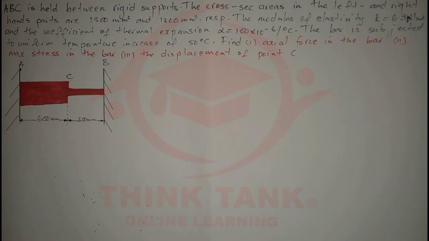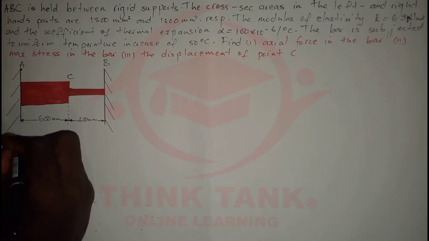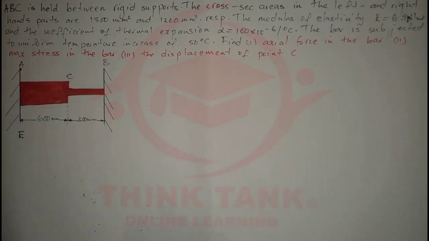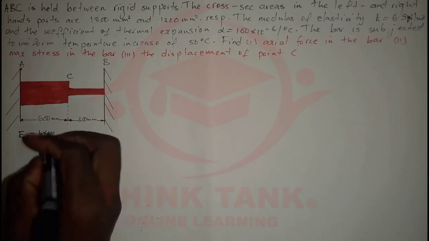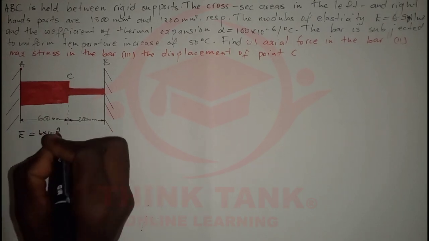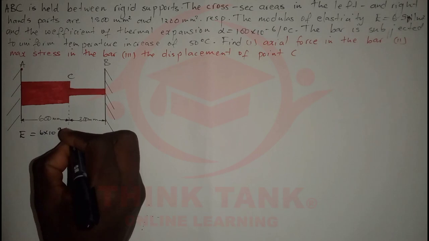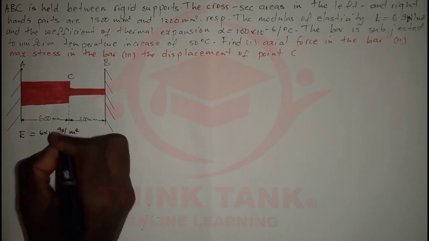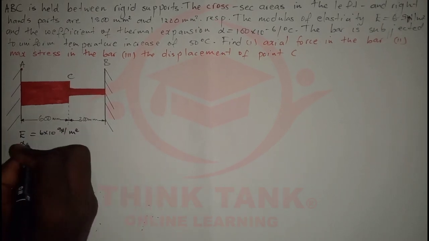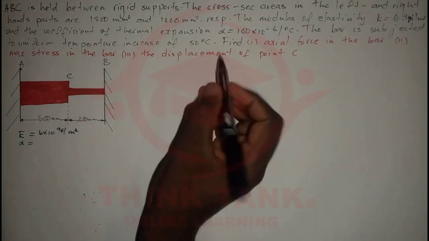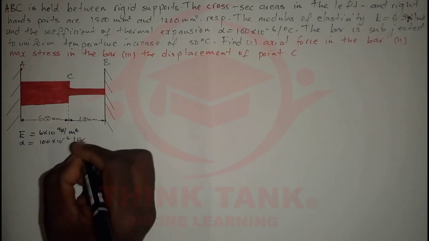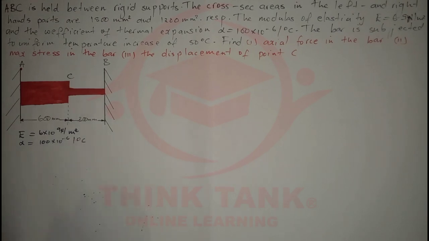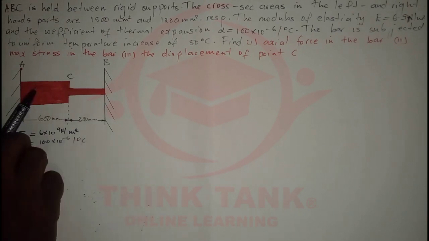C. Before I do anything, I would like to list the numerical data that were given. So we're given E, the modulus of elasticity, which is 6 times 10 to the power, I'm going to change giganewtons to newtons, so giga is 9, per newton per meter squared. Then we're given the coefficient of thermal expansion, which is 100 times 10 to the power negative 6 per degrees Celsius.